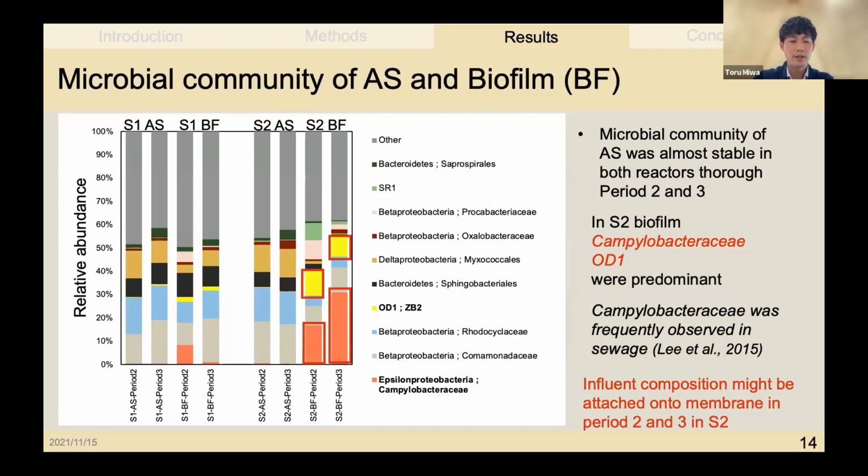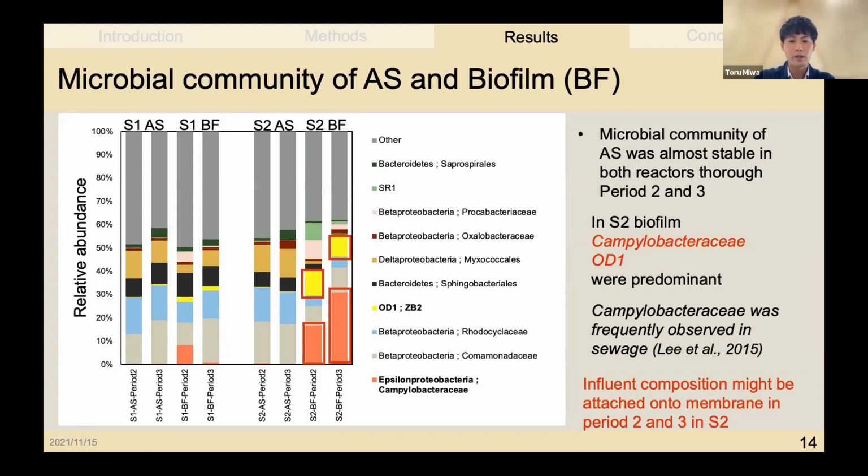So this slide shows the microbial community of activated sludge and biofilm. In period 2 and 3, when gel fouling was observed, the microbial community of activated sludge was almost stable in both reactors through the whole operation. On the other hand, the microbial community of biofilm was significantly different between S1 and S2. In S2 biofilm, Campylobacteraceae, which is frequently observed in real sewage, was the most dominant bacteria in period 2 and 3, whereas not in S1.